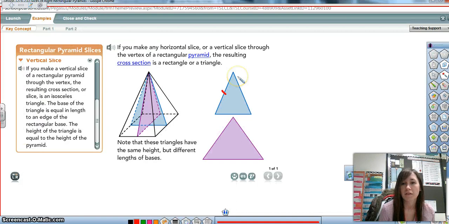So we know that this is the same length as this, and in this triangle, this length is the same as that length. The base of the triangle is equal in length to an edge of the rectangular base. The height of the triangle is equal to the height of the pyramid. So on this blue triangle, the length of its base is the same as the width here of this rectangle on the bottom. It's just as tall as the pyramid.